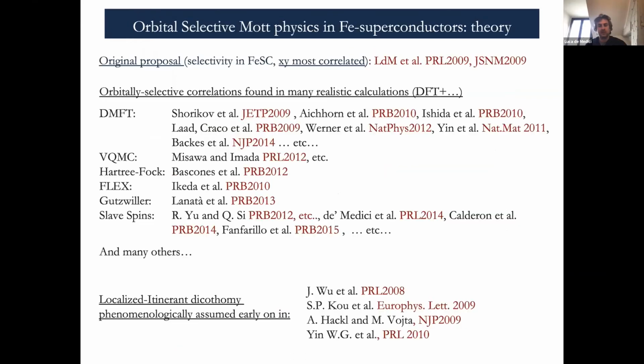Okay, so I just wanted to quote a lot of work that has been done in theory with different techniques, and I think they all agree on the main facts: there is this selectivity of the correlations, both in models and in realistic calculations. It's really an outcome of the local many-body physics, and I think there is consensus in this respect. Also the fact that the XY orbital is always the most correlated one is pretty well established.